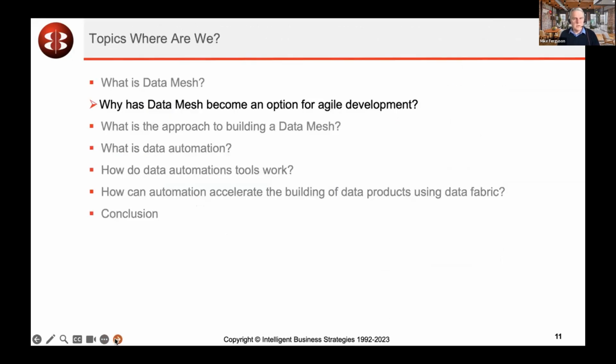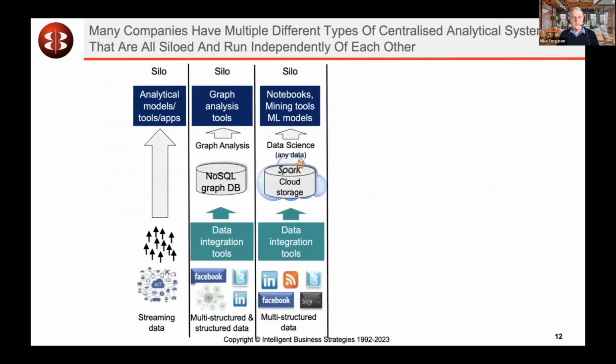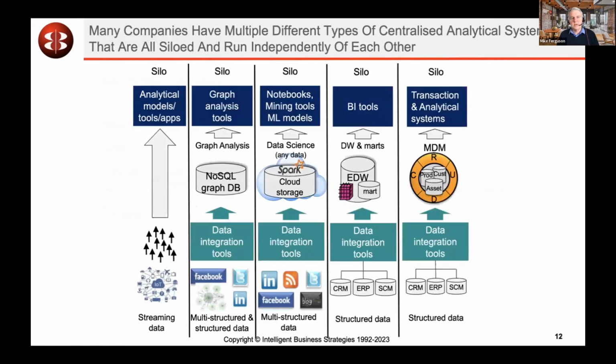Now, why has this become a sort of agile development option, if you like? Well, you just have to look at what's happened over the last decade to pretty well understand that. From say 2010 to 2020 or thereabouts, we've ended up with multiple analytical systems, of which a data warehouse is just one. Master data, of course, is not an analytical system, but it can be shared by analytical and operational systems. So I can share that data across both transactional and analytical systems.